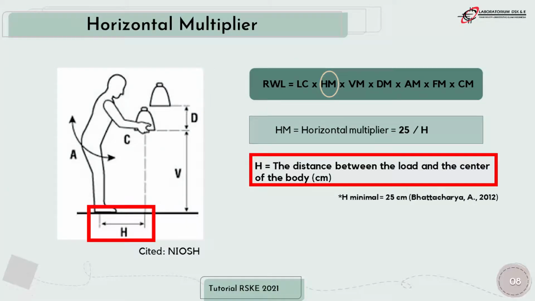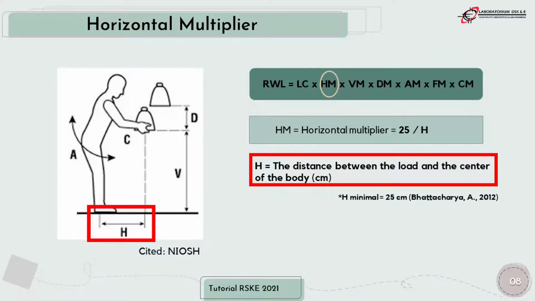Next, there is horizontal multiplier. The horizontal multiplier is obtained from the value when you take the data and the value of h itself. It is the horizontal distance between the center of the body to the center point of the load, precisely at the midpoint of the hand when holding the object. In carrying out data retrieval, you will measure two h. The first is h1 and the second is h2, where h1 is when the object is at the initial place and h2 is when the object has been moved to the destination place.